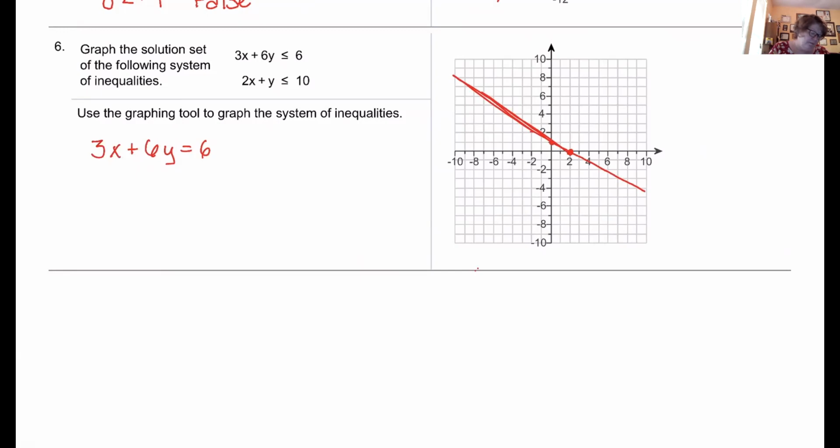All right, the second one, the x-intercept would be 10. Excuse me, the x-intercept would be 5. The y-intercept is 10.